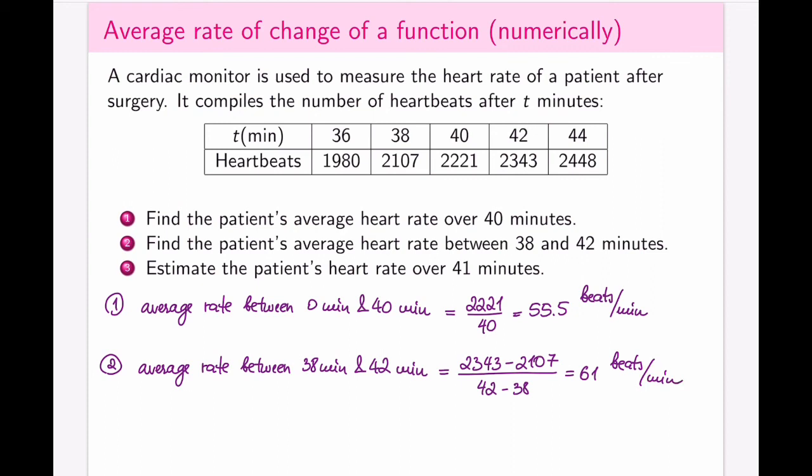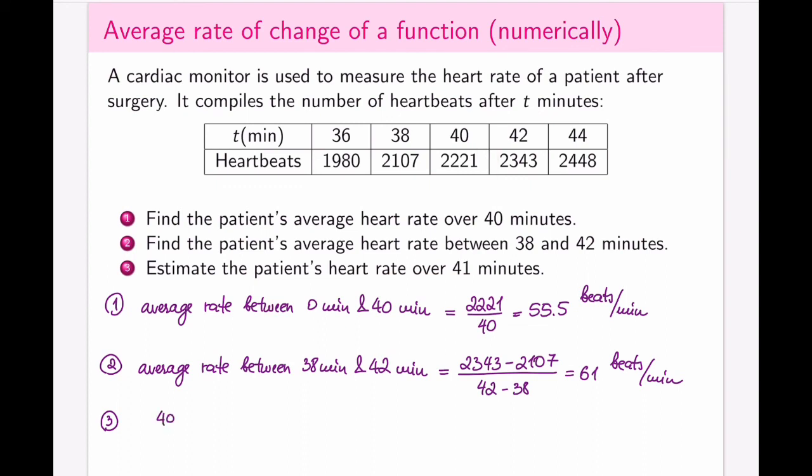Now, next up, we're asked to estimate the patient's heart rate over 41 minutes. Now, 41 minutes isn't something that we have in the table. 41 minutes is somewhere between 40 and 42. In fact, it's exactly halfway between 40 and 42. So if we can create a table entry here with the number of heartbeats, then we can use the exact same logic as in part 1 to figure out the average over the 41 minutes. Now, what is the number that's going to go in here?